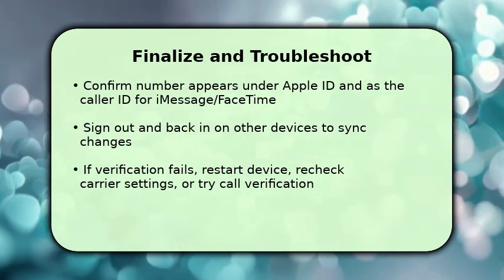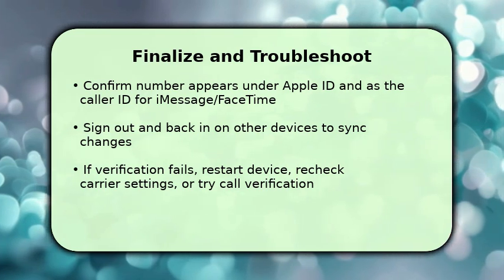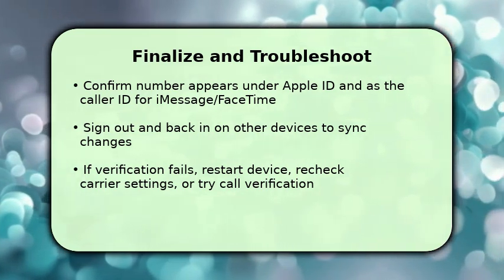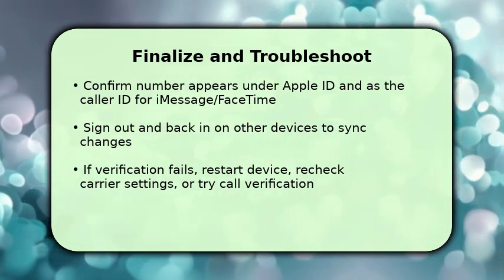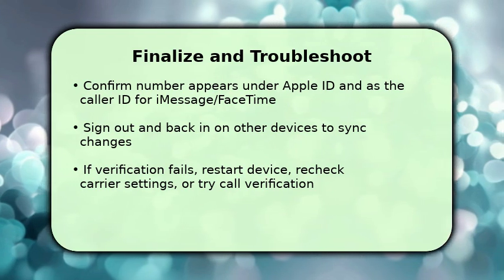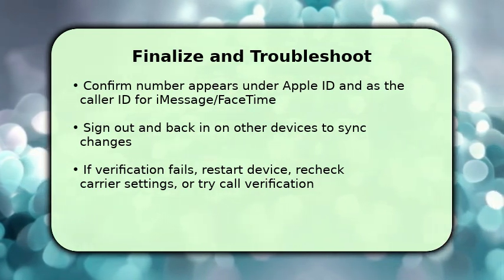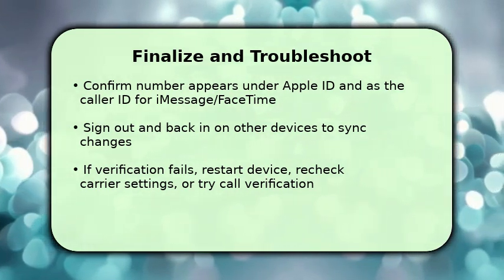If anything goes wrong, here's one key troubleshooting tip. Restart your phone, toggle airplane mode off and on, and request verification again. Then contact your carrier if texts still don't arrive, because the issue is often on the network side.